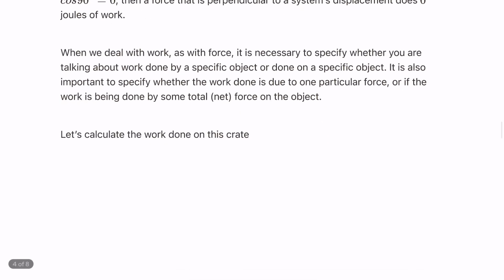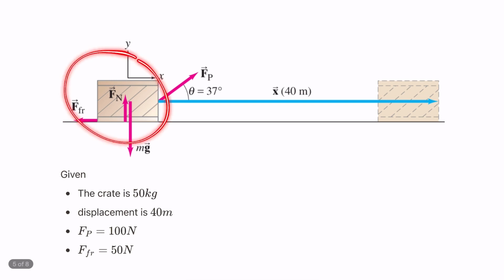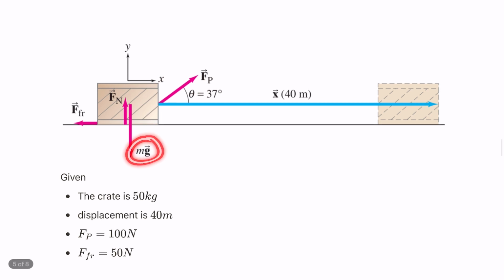So let's calculate the work done on the crate in this image here. All right, let's take a look at what's going on. This is the crate we're discussing. It's going to move some displacement to the right equal to 40 meters. There is some applied force at an angle theta of 37 degrees. There is a normal force that is equal and opposite to the force due to gravity here. And because of that normal force and the fact that we're not neglecting friction, there is a friction force that is opposite to the displacement.